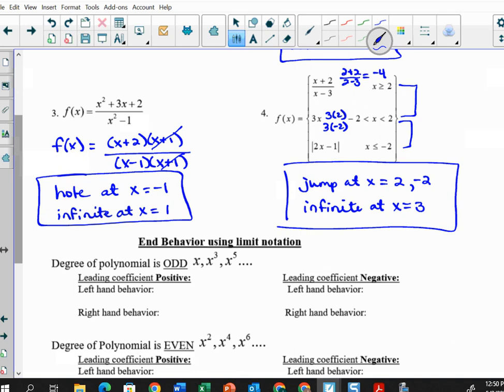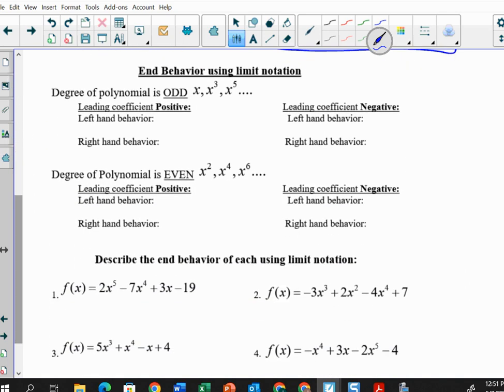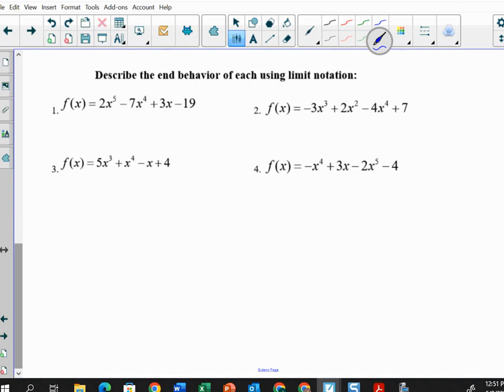All right, the last thing is end behavior. We've done this before. You did it in Algebra 2. You talked about, like, as x approaches infinity, y approaches, like that's the notation you used to use. You guys remember odd functions, positive, negative, even functions, all that's what we're talking about here. So let's just go down and try these. But we're going to focus on using limit notation.